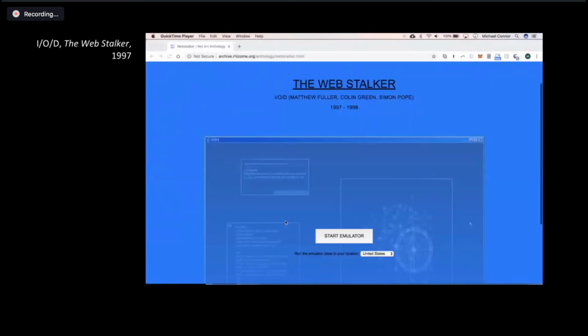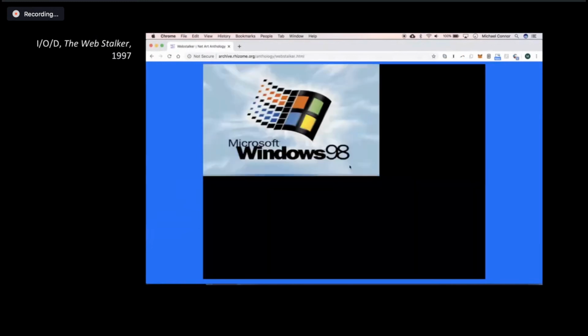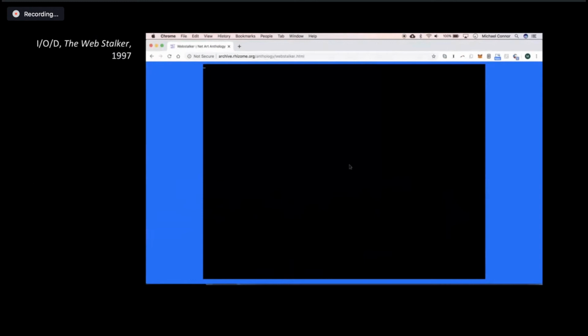An interesting further example of how object boundary can be drawn could be seen in this piece by I/O/D, which was a collective in the late 90s, called The Web Stalker, probably well known to many people. The Web Stalker was an artist-made web browser. And so this, like Form Art, requires specific software on the user's side in order to work properly. But Web Stalker, as an artist-made browser, required a specific operating system to run. But interestingly, it can only access HTTP 1.0 websites because it's a very old web browser, and there are very few of those that still exist.